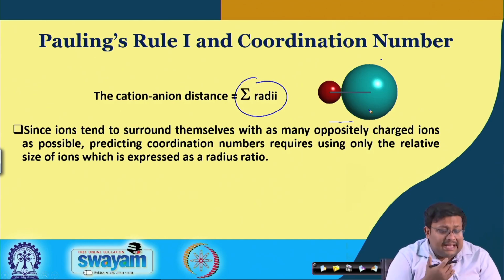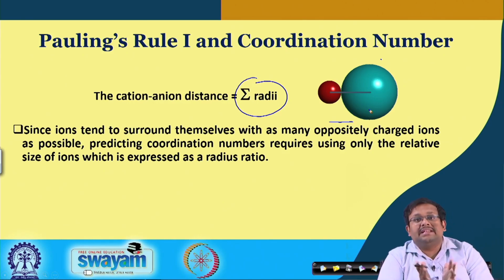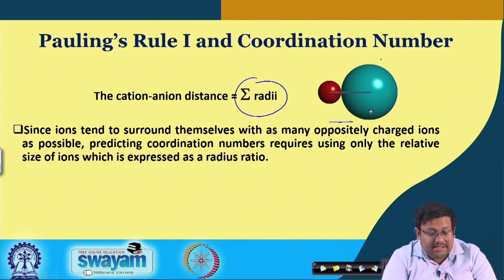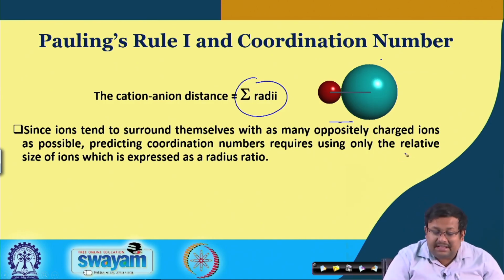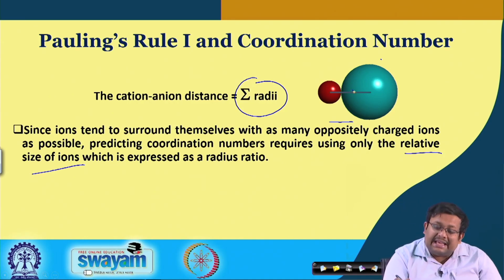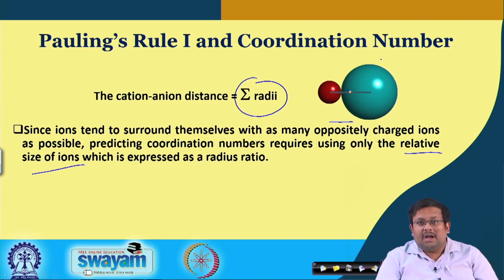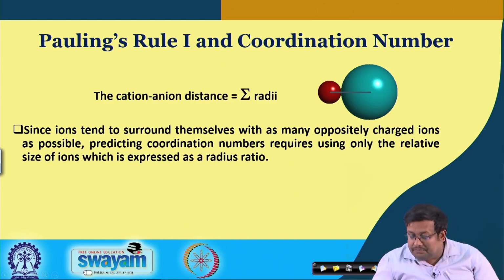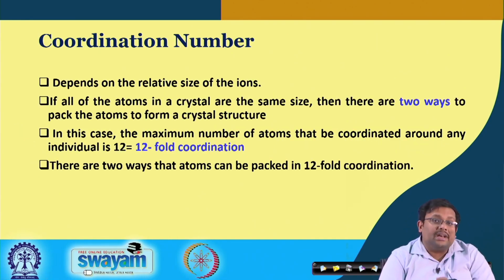Now, remember that since ions tend to surround themselves with as many oppositely charged ions as possible, predicting the coordination number requires using only the relative size of the ions, which is expressed as a radius ratio. So, the radii of these cations and anions are very important while determining the coordination number. How? We will see now. Again, let us come back to coordination number.